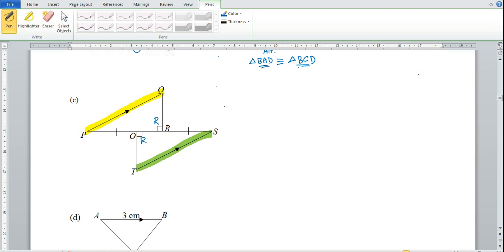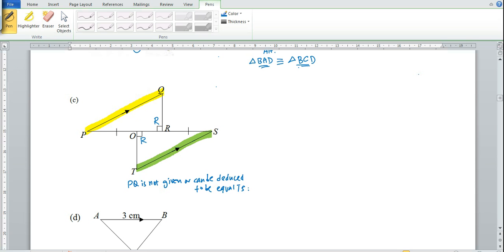Now, did the question say that PQ is equal to TS? Actually, the answer is no, okay? PQ is not given or cannot be deduced right away to be equal to TS. So they look the same, but there is no evidence given directly in the question. All they give is that they are parallel, okay? So it doesn't mean that the question has told you in any way that PQ is equal to TS.